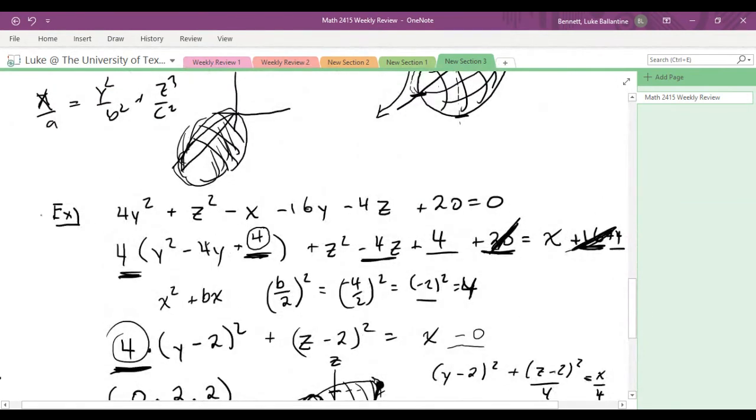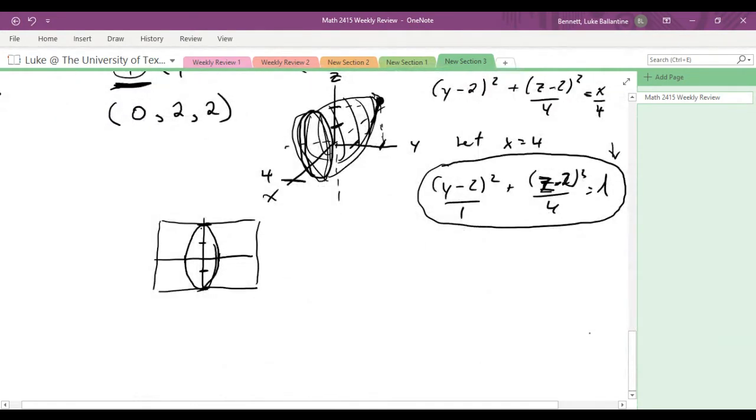Give you some monster of an equation, and then you have to complete the square and do some algebra until you get it into a workable form.